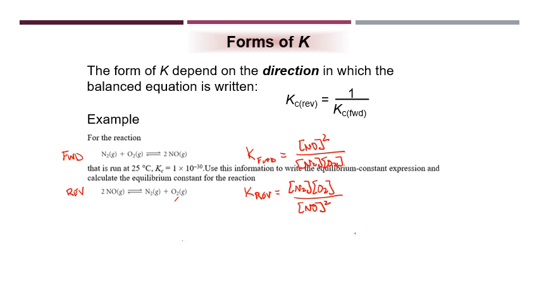So when I actually do my calculation, I can take the K for that reverse reaction. That is going to be equal to 1 divided by 1 times 10 to the negative 30th power. So I would know in this case that the K for the reverse reaction would be 1 times 10 to the positive 30th. K is a unitless value, so I would just leave it as is until you get to probably graduate level chemistry.